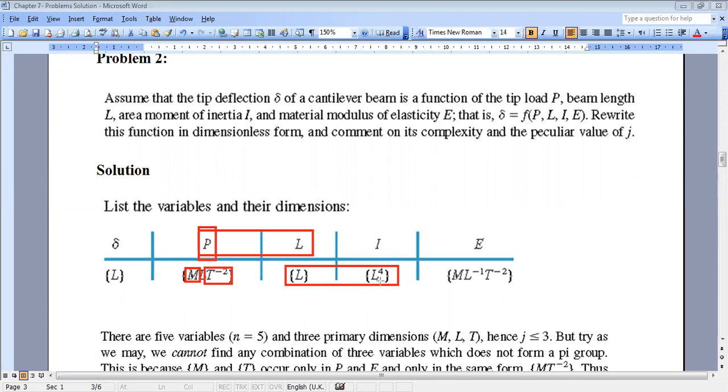And because I is L to the power 4, what will the group be then? What should I divide I by to get a dimension of 1? L to the power of 4. Very good. Because the unit of I is L4, to cancel it I need to divide by L4. So this is group 2, pi 2.